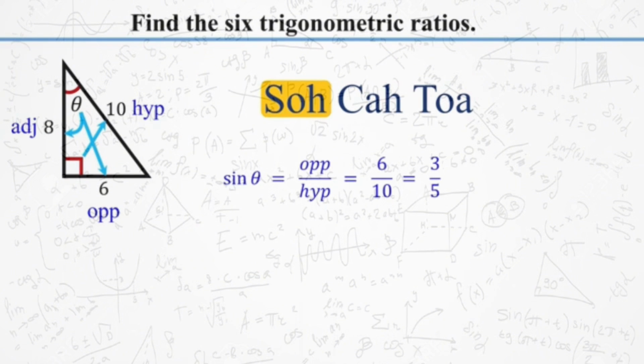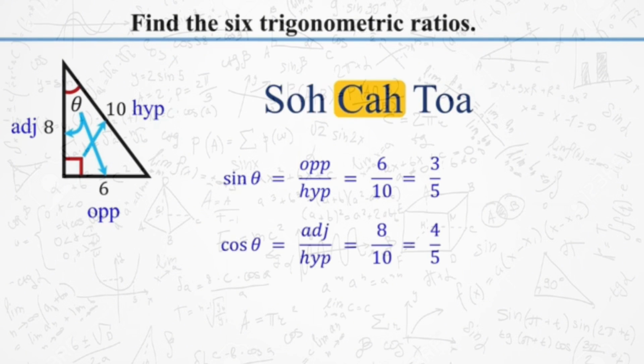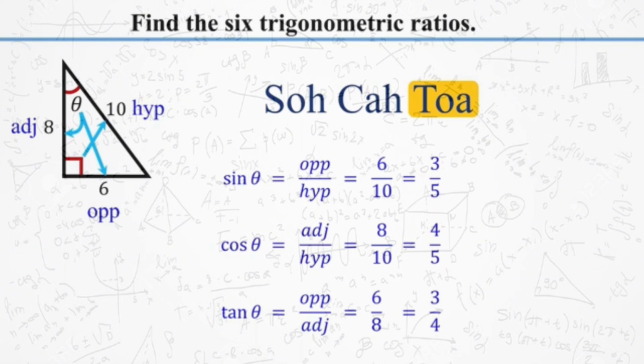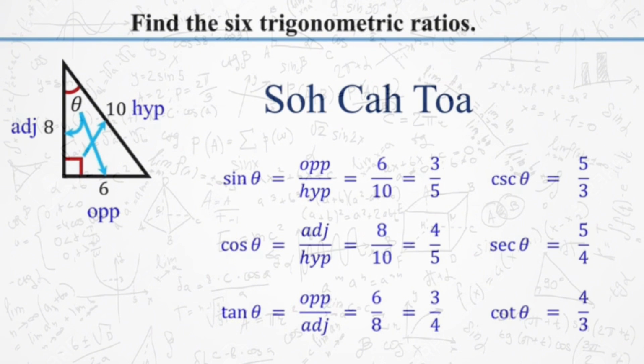Give it a try. Sine is opposite over hypotenuse, so it is 6 over 10. If we divide both 6 and 10 by 2, it can be reduced to 3 over 5. Cosine is adjacent over hypotenuse, so it is 8 over 10, which reduces to 4 over 5, right? Tangent is opposite over adjacent, so it is 6 over 8, which simplifies to 3 over 4. Cosecant is the reciprocal of sine, so it is 5 over 3. Secant is the reciprocal of cosine, so it is 5 over 4. Cotangent is the reciprocal of tangent, so it is 4 over 3.